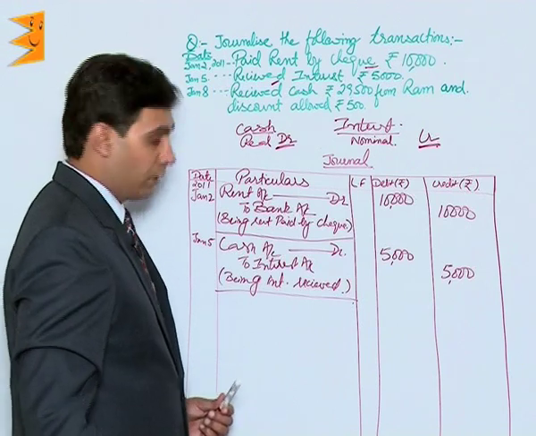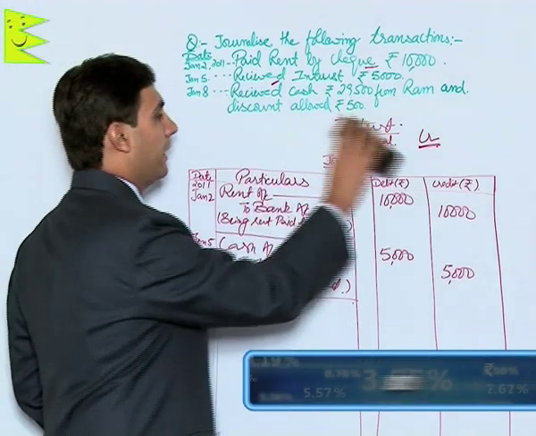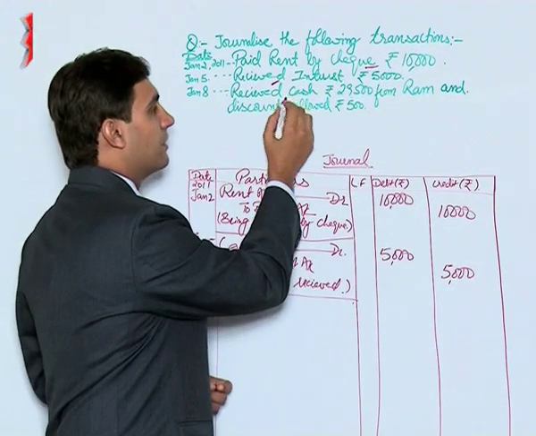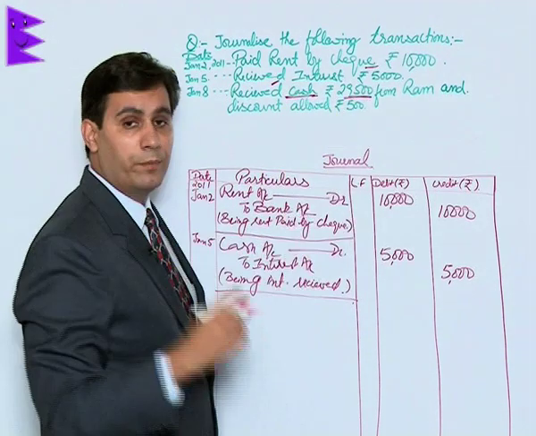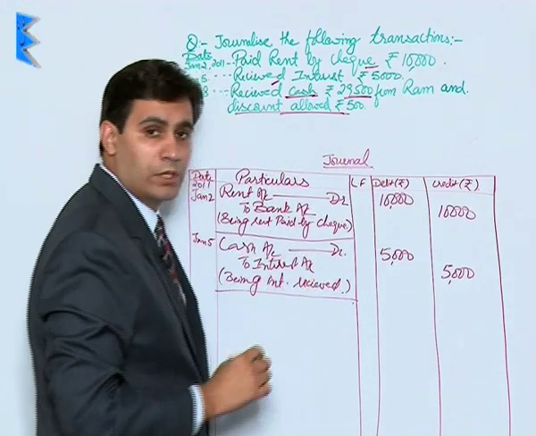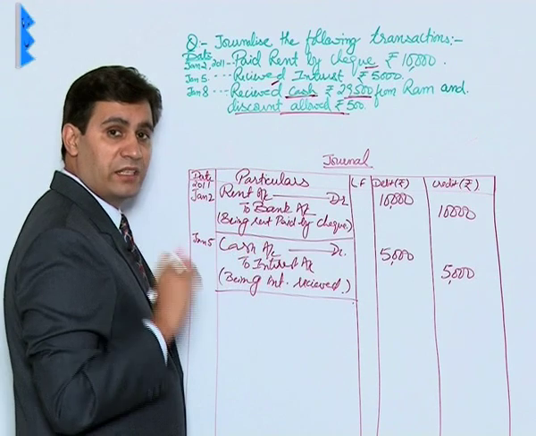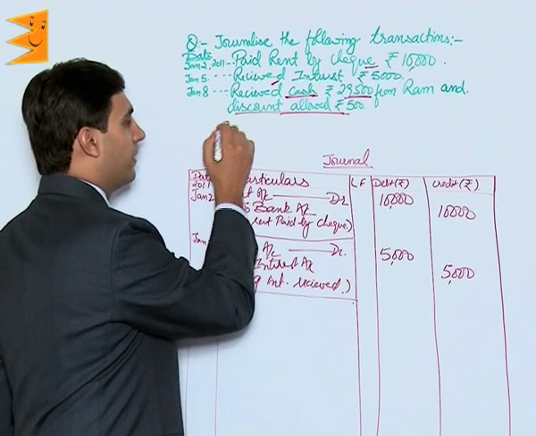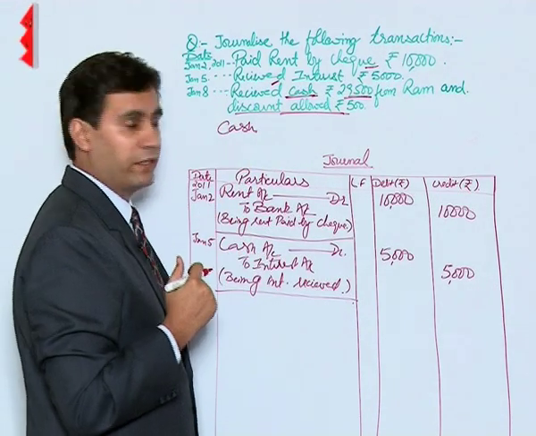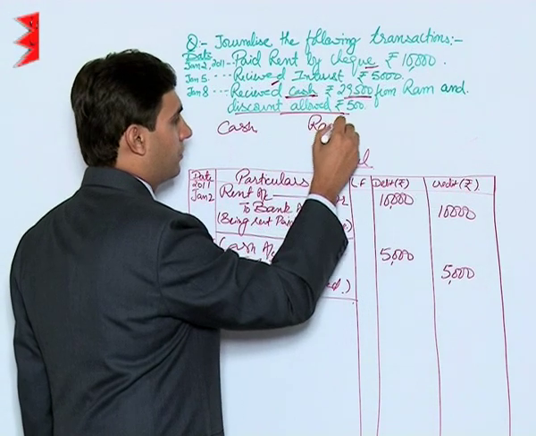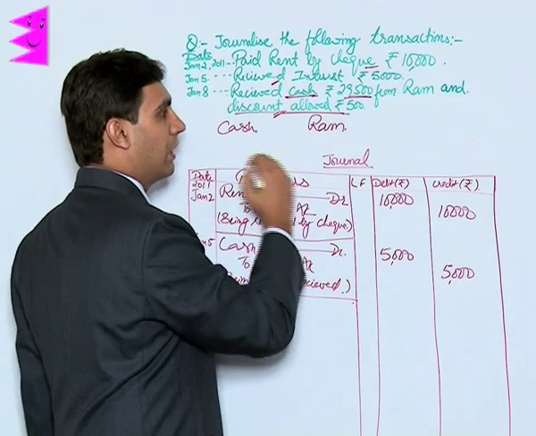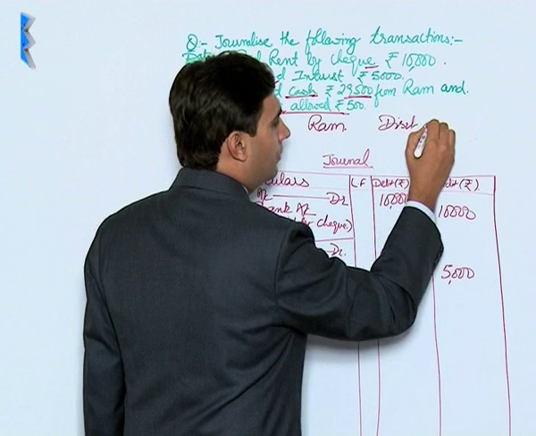Now students, coming to transaction on date number 8. It says that received cash 29,500 from Ram and discount allowed. Students, there are three accounts that are affected by this particular transaction. The first is cash account. Since we are receiving cash, obviously cash is being affected. Ram is paying us cash. So the second account is Ram. There is a third account involved, that is discount allowed.